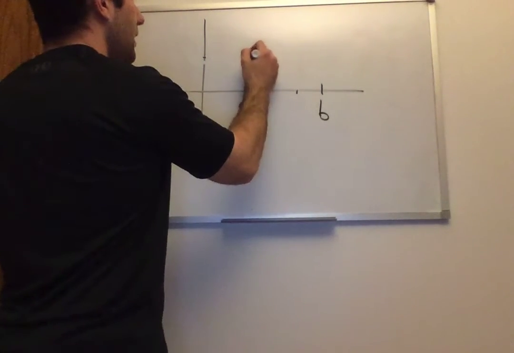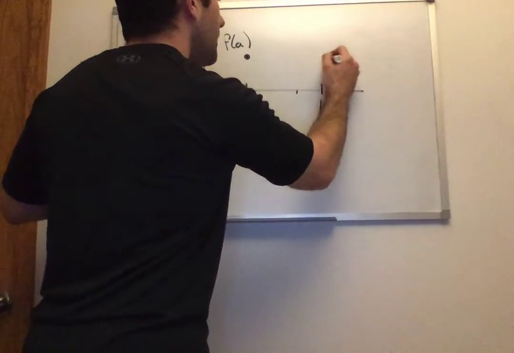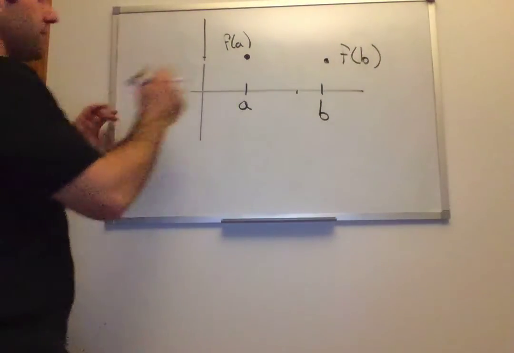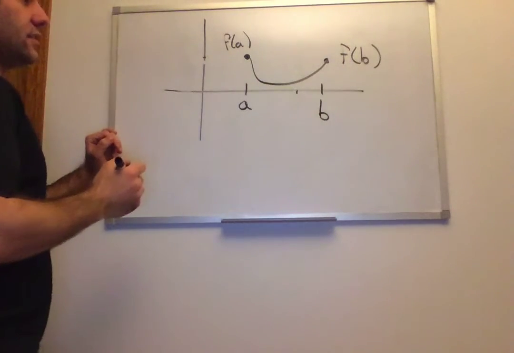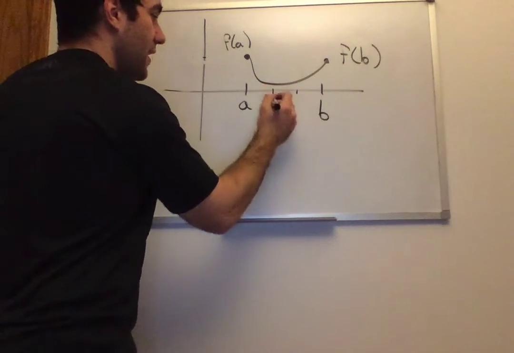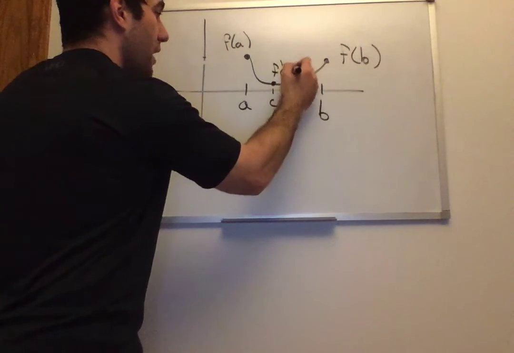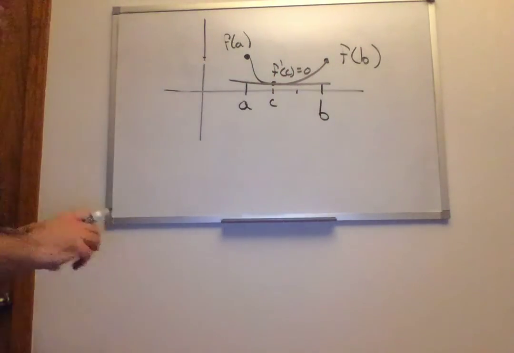Let's say f of A is right there. F of B is right there. So we have something like that, okay? Now we could say our C value's right there. At f prime of C, it's equal to 0 because we have a horizontal tangent right there.